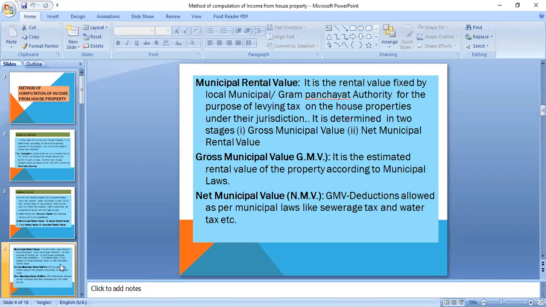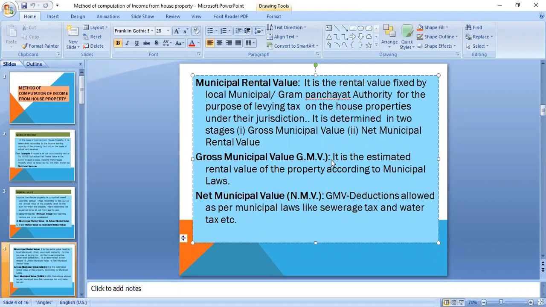So every house situated either in the municipal authority or at the local Gram Panchayat level is going to be determined by the concerned local authorities. When they are determining, they determine the municipal rental value at two stages. One we call the gross municipal value and the other the net municipal value. Now, what is the gross municipal value? Gross municipal value is the estimated rental value of the property according to the municipal laws or the local authorities.